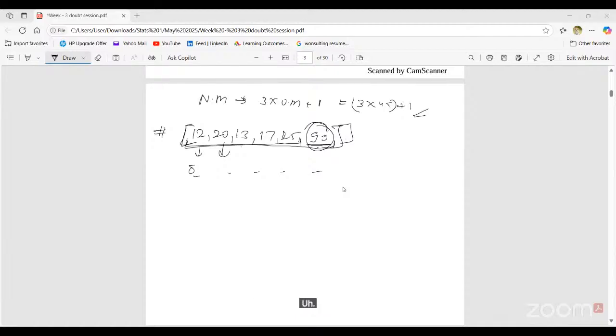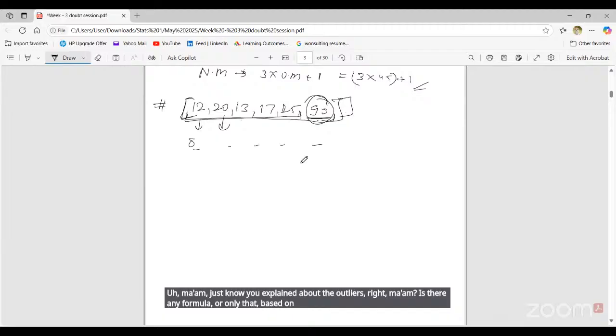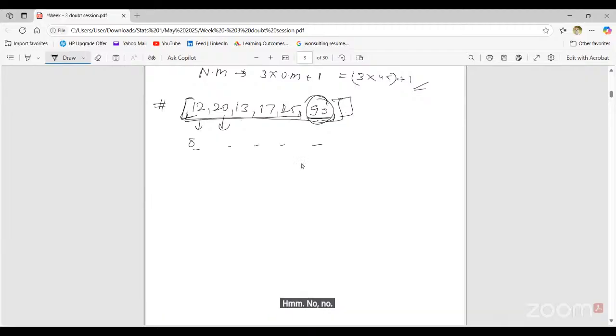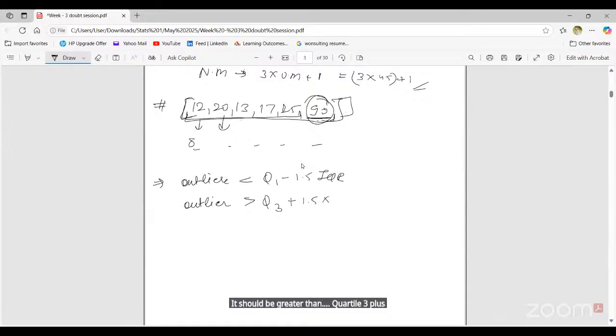Ma'am, just now you explained about outliers. Is there any formula, or do we only say it based on the data? There is one formula. An outlier should be less than quartile 1 minus 1.5 times IQR, or greater than quartile 3 plus 1.5 times IQR. So this is the thing.